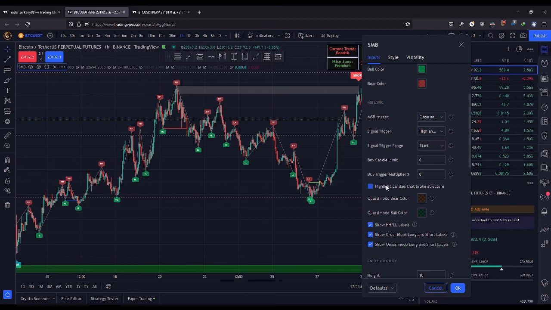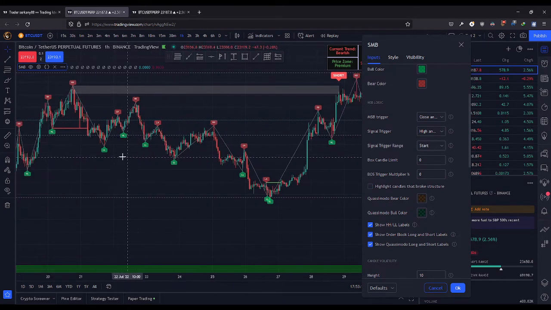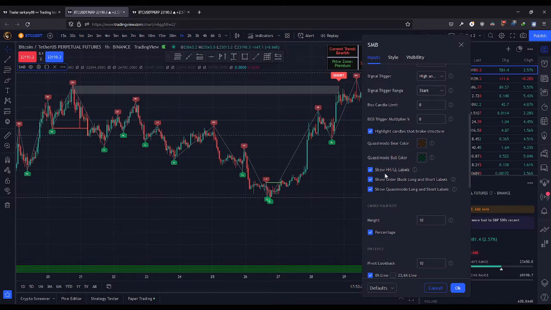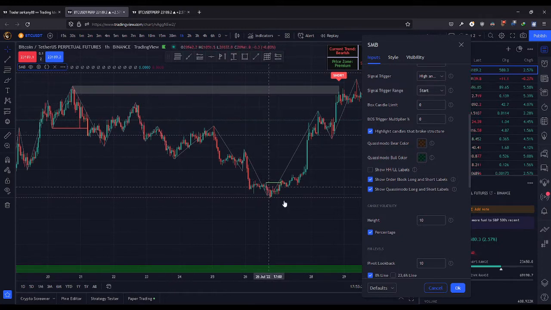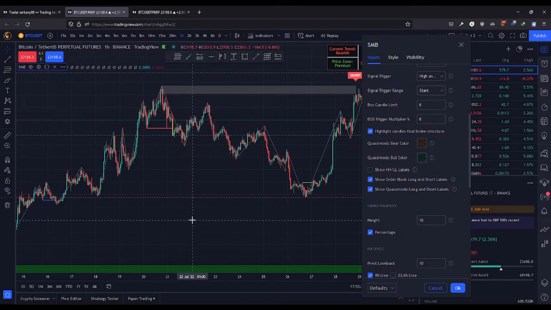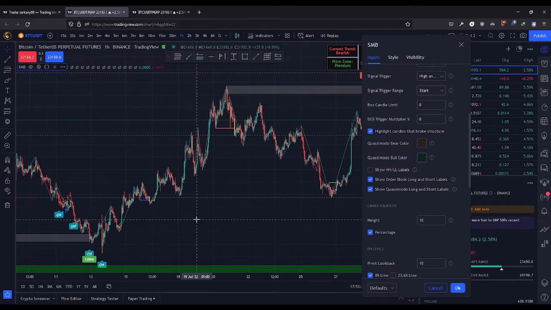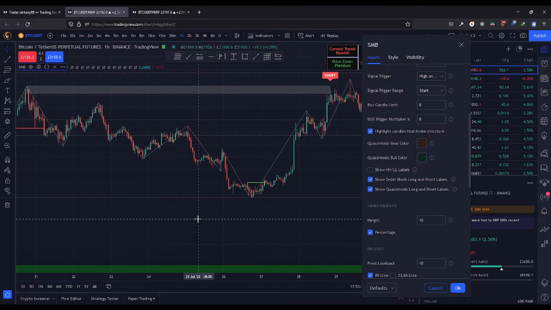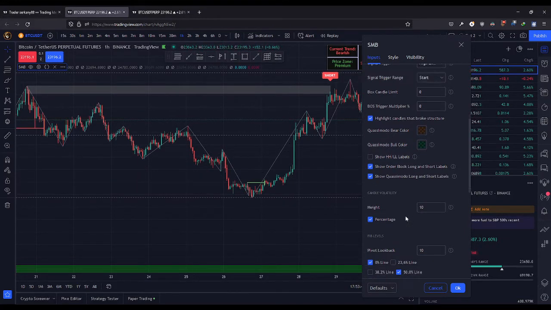Highlight candles that break structure is this line over here. If it breaks, the inside will be yellow. You can disable it. You can also show or disable higher high, lower low levels, which is going to only leave these zigzag lines, and that is preferable if you think that a lot of labels are going to clutter the overall chart.